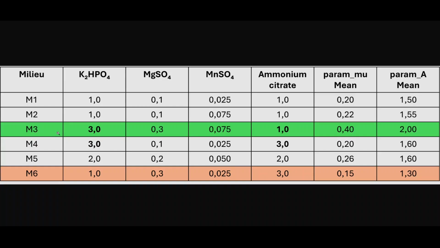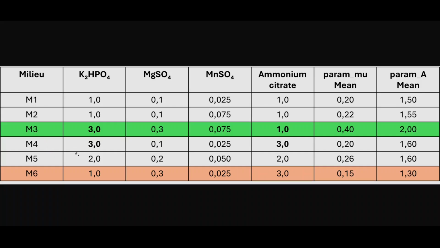Medium 3, which has the highest dipotassium phosphate at 3 grams per liter and the highest magnesium sulfate at 0.3 grams per liter and citrate at only 1 gram per liter, was designed to produce the fastest growth rate and the highest final OD. On the other hand, M6, with the lowest dipotassium phosphate at 1 gram per liter and citrate at 3 grams per liter, was designed to be the worst, producing the slowest growth and the lowest final OD. An interesting case is M4.